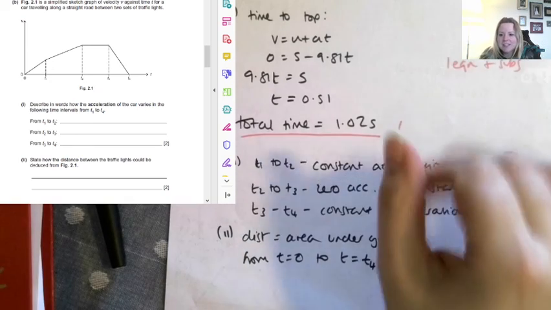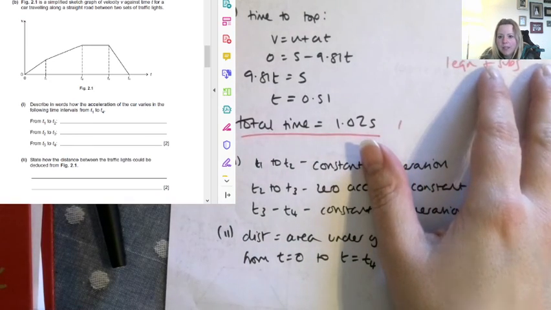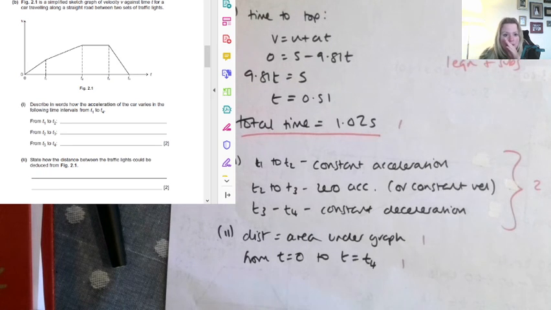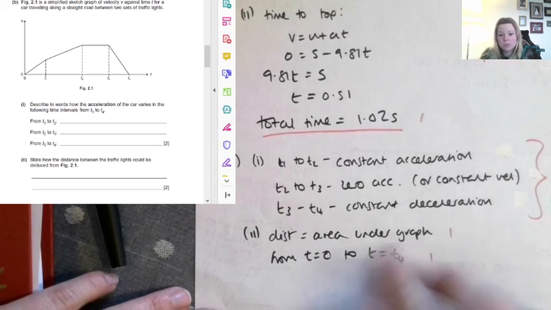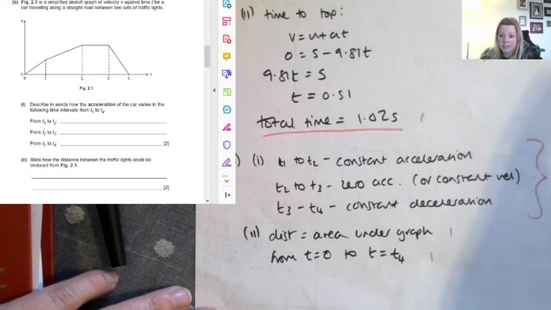Okay, right, T3 to T4 is that last little bit. So the velocity is decreasing. It's a nice straight line, so it's doing that at a linear rate. So it is a constant deceleration or uniform deceleration or linear deceleration.